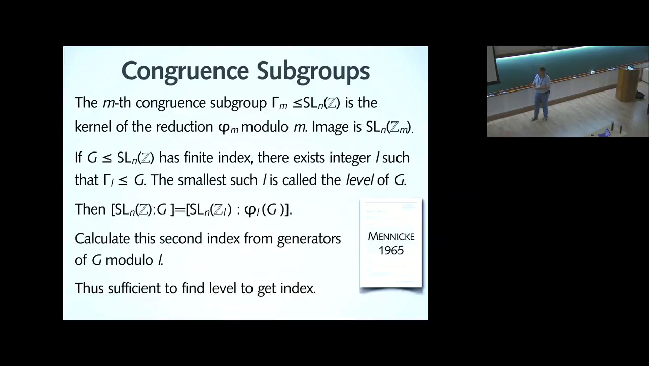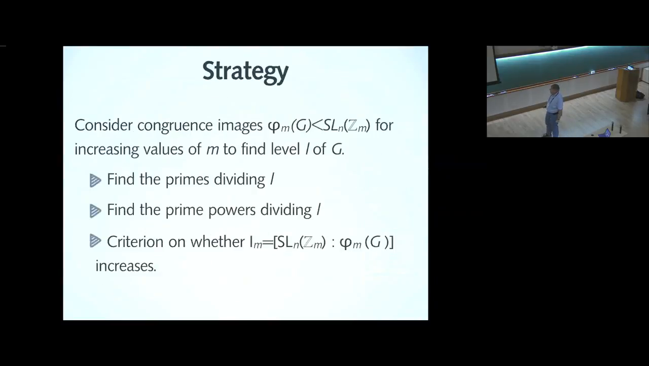So, because we have the group, the subgroup, the kernel of the map, and then the congruence subgroup, we could calculate the index in the congruence image. And in the congruence image, that's a group modulo some modulus L. We know how to calculate in that group. So basically, once I know the level, I can calculate the index. So I will mainly talk about how can we get the level.